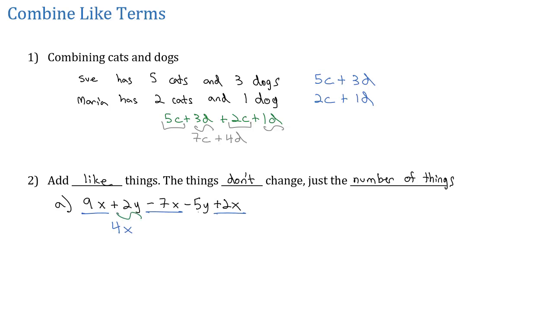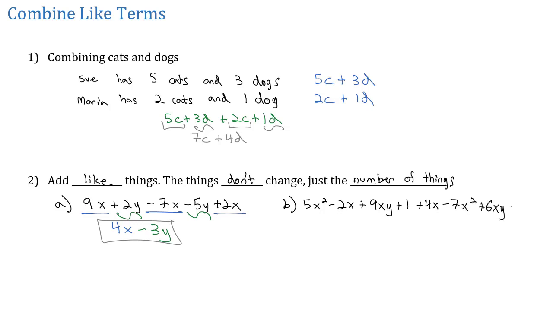Similarly, we've got 2 y's, and we subtract 5 y's. That's going to leave us with negative 3 y's. And so when we combine like terms, we end up with 4x minus 3y. Let's try one more example. Let's try 5x squared minus 2x plus 9xy plus 1 plus 4x minus 7x squared plus 6xy minus 3.